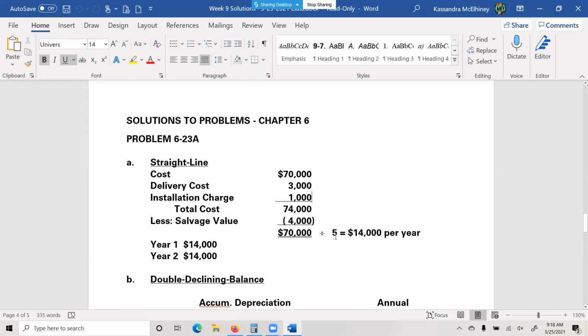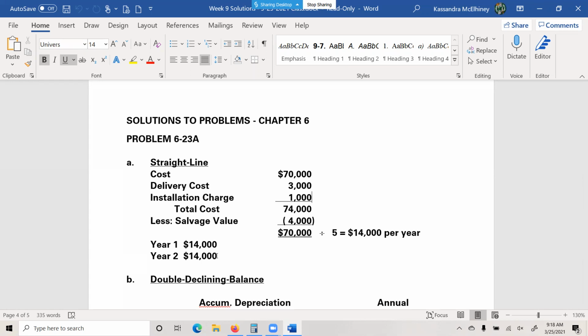That figure divided by 5 years of useful life gives us a depreciation rate of $14,000 per year. So year 1, 2, 3, 4, 5, the depreciation entry will look exactly the same. That is the straight line method. That's why it's widely used. It's so easy.